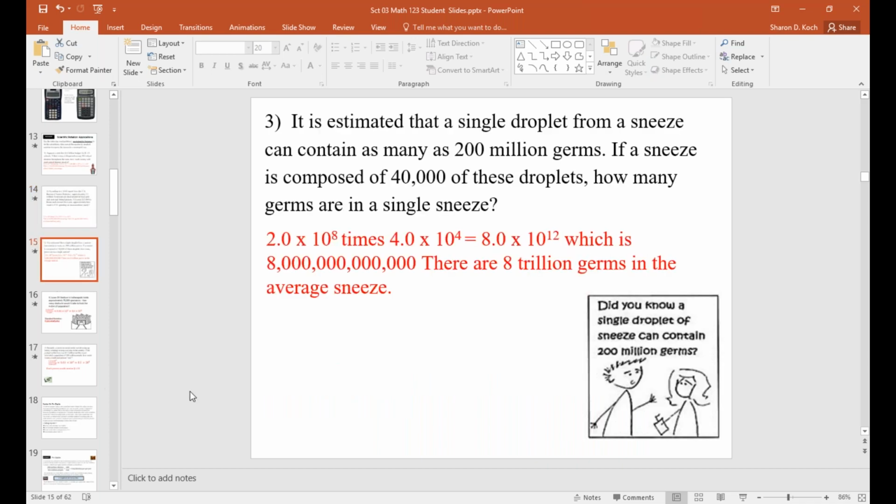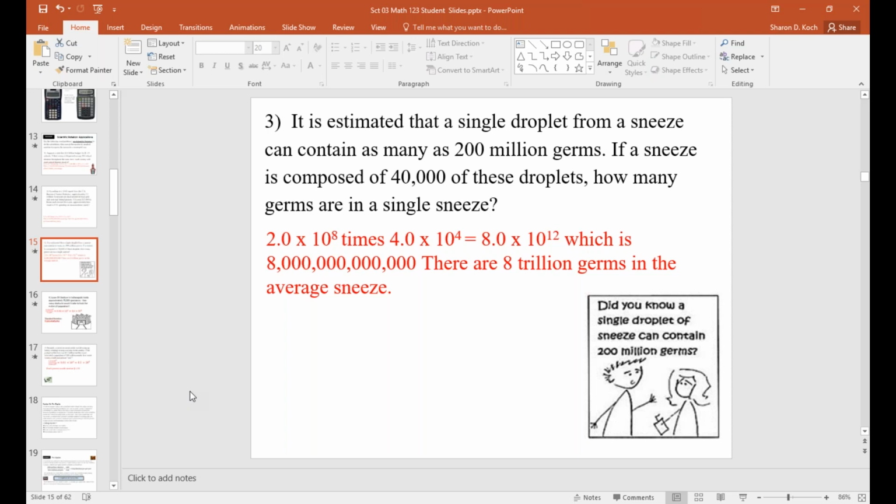Here's another one. It's getting close to cold and flu season. Now think about this. I had a lot of people in my other classes that were getting confused what operation to use. It says it's estimated that a single droplet from a sneeze can contain as many as 200 million germs. If a sneeze is composed of 40,000 of these droplets, how many germs are in a single sneeze?